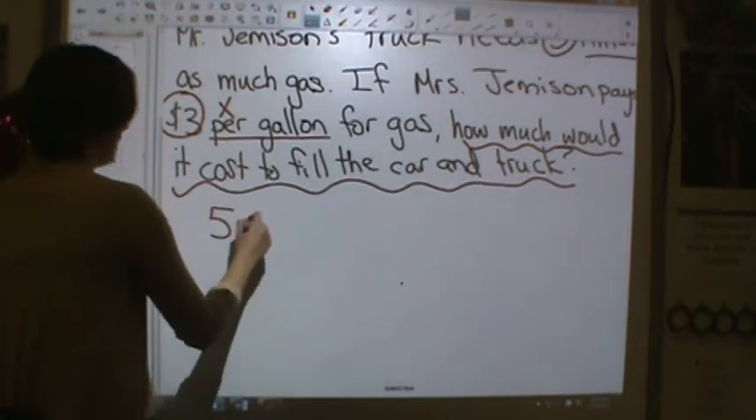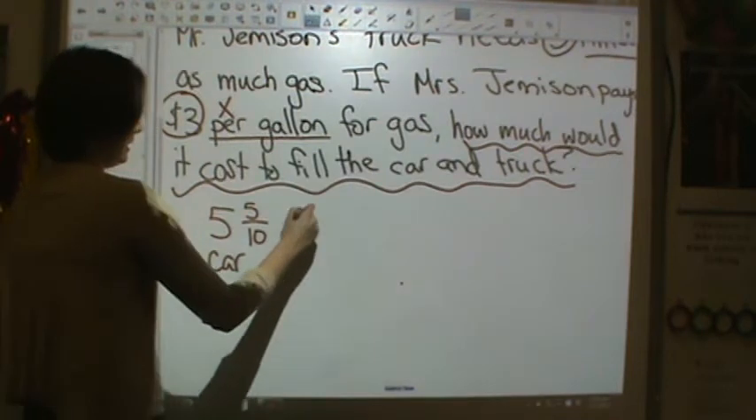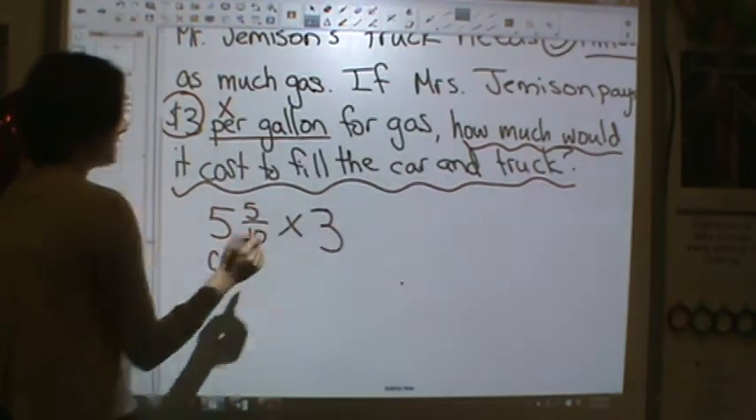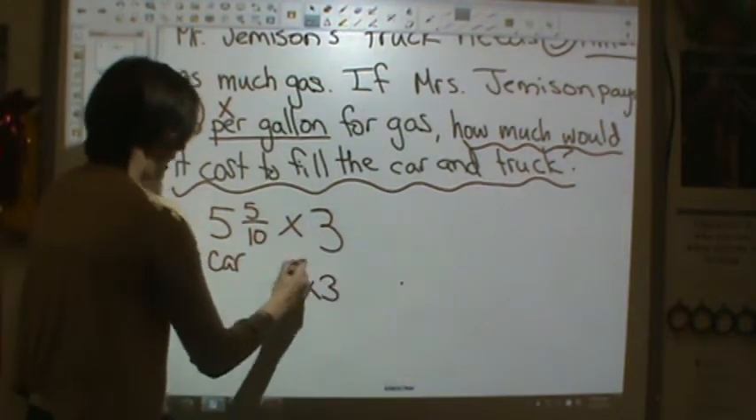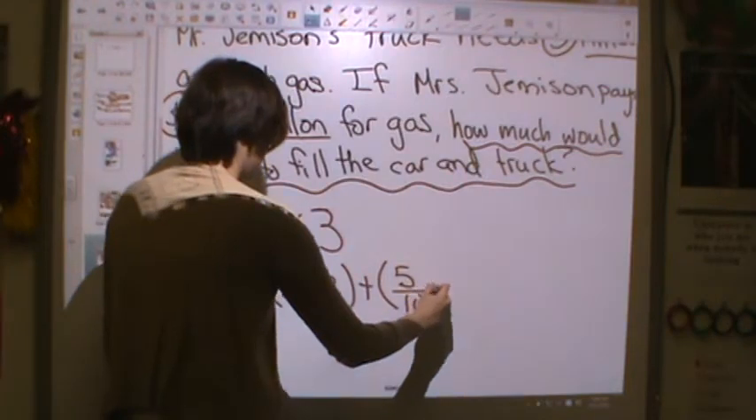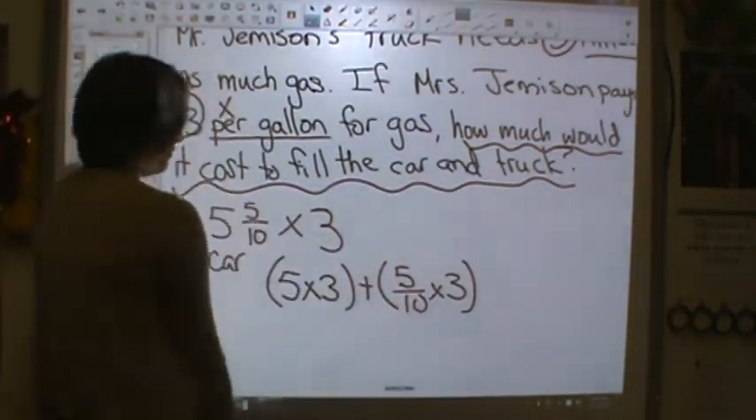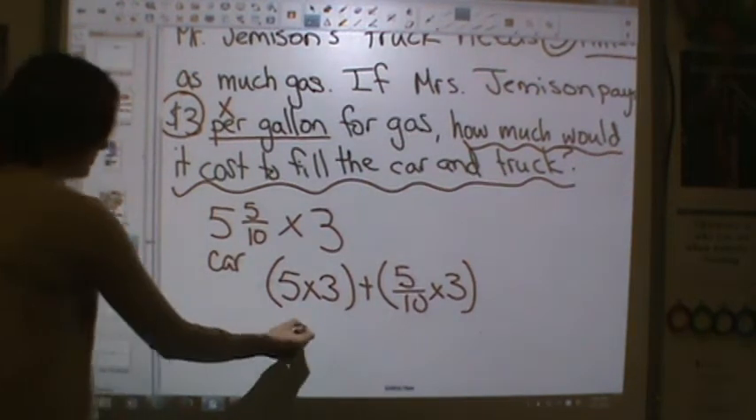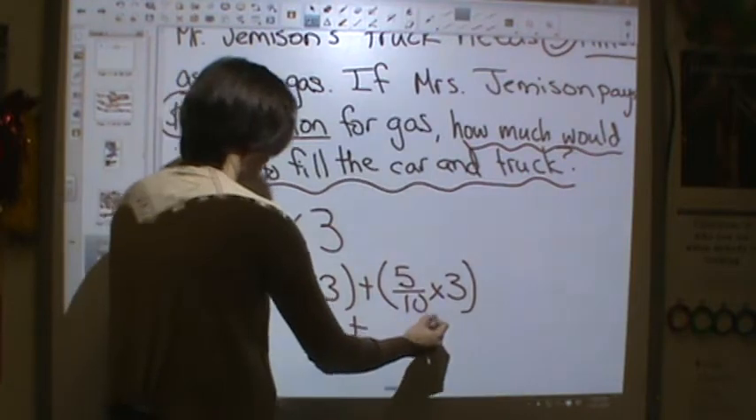So I have 5 5/10 in my car. Mr. Jemison needs three times that. All right, remember we're going to break up the whole and the fraction to solve this problem, just like we did in the previous ones. 5 times 3 and 5/10 times 3. So we have 15 plus 3 times 5 is 15.